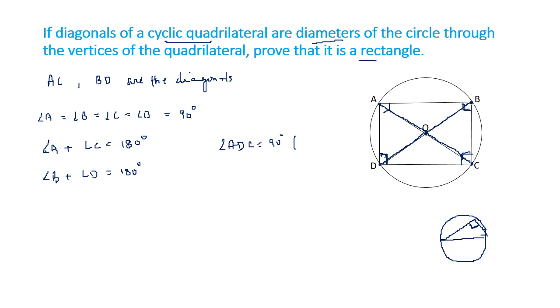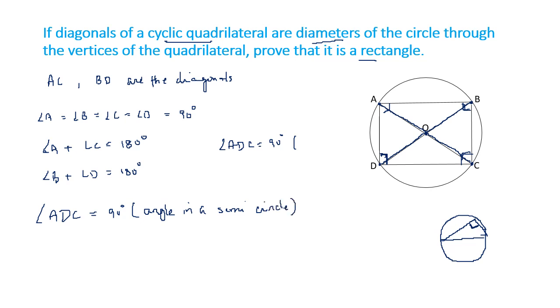Because all four are 90 degree, ABCD is a rectangle. The theorem is very easy, but you have to recall the exact theorem and write down the reason why angle A equal to 90 degree. So angle ADC equal to 90 degree because it is angle in a semicircle. You have to just mention the reason, angle in a semicircle. Similarly, write down for all the rest.